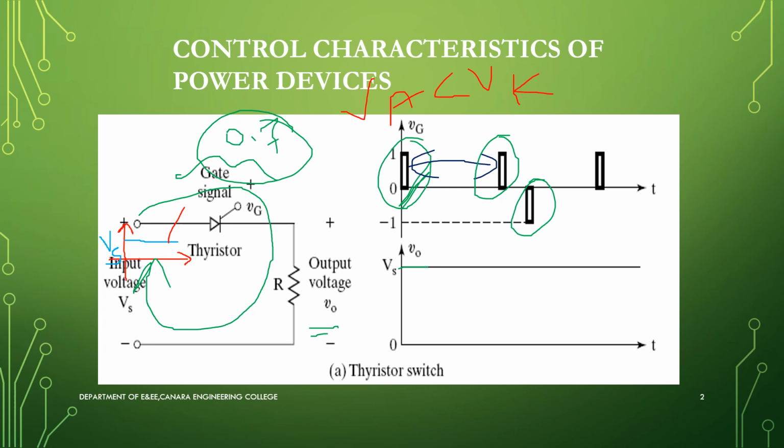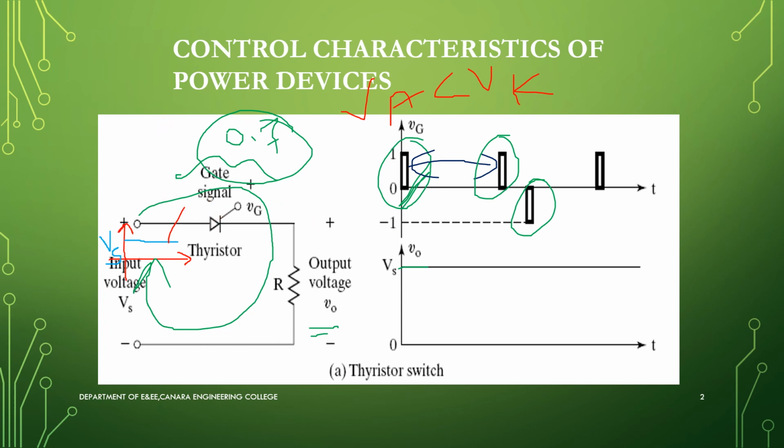So I repeat it. If you have a thyristor in the circuit, on applying a positive gate signal, the thyristor starts to conduct. In the conduction state, its drop is 0.7 to 0.9 volts. Assuming an ideal switch, we neglect this drop. So your output voltage V0 will be equal to the input voltage, which is Vs. Even if you reverse the polarity of the gate signal, it is not going to have any effect. You have to use an external circuit to turn off the thyristor.